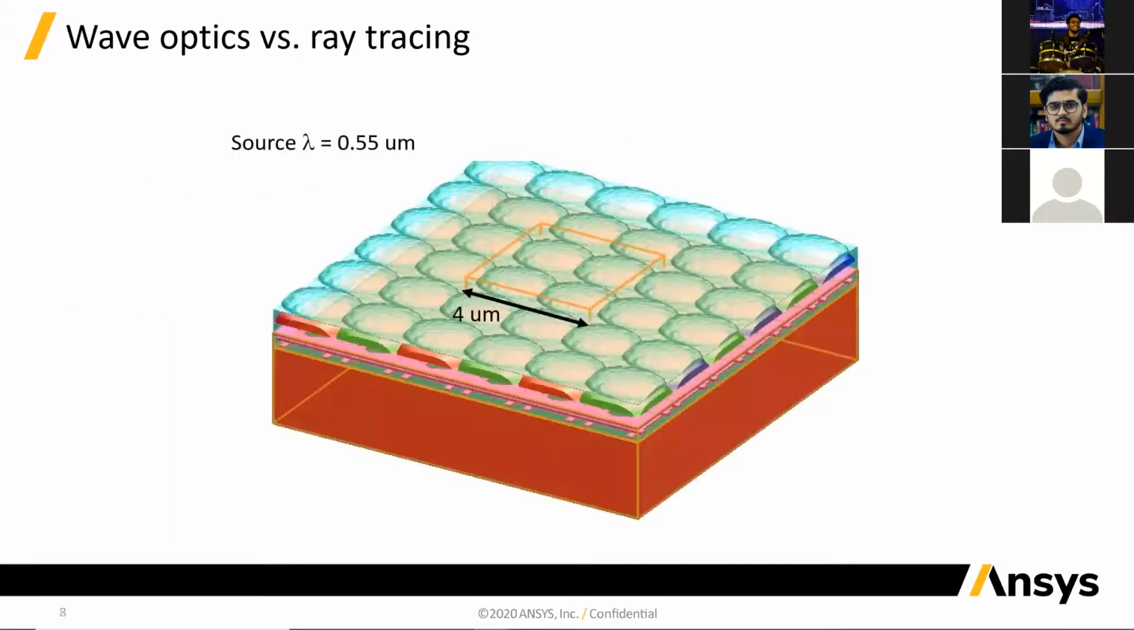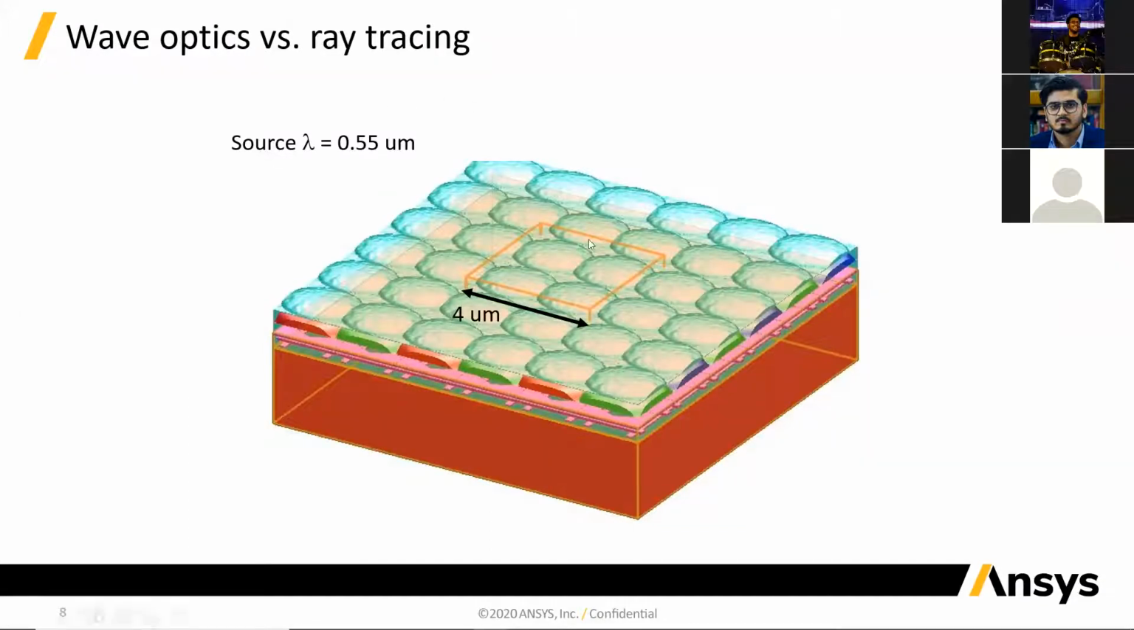So here is an example. This is a CMOS image sensor. We are assuming that the light coming into the image sensor has a wavelength of 0.55 micron. You can see we have a 4 micron by 4 micron block, and there are feature sizes that are much smaller. These are the lenses that collect the light and put it into the core of the sensor.